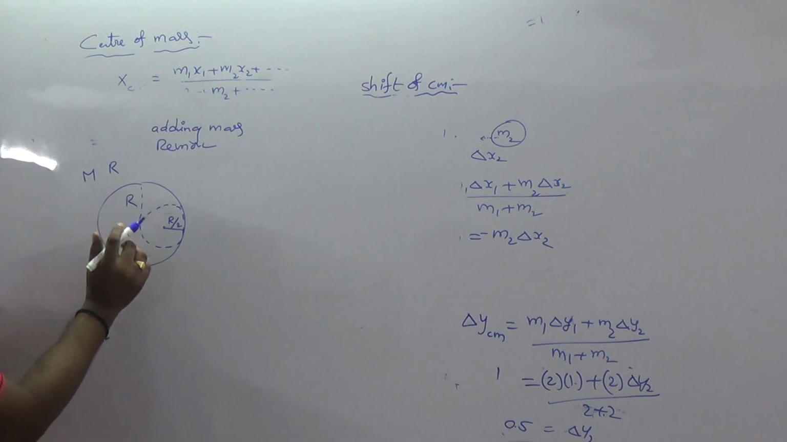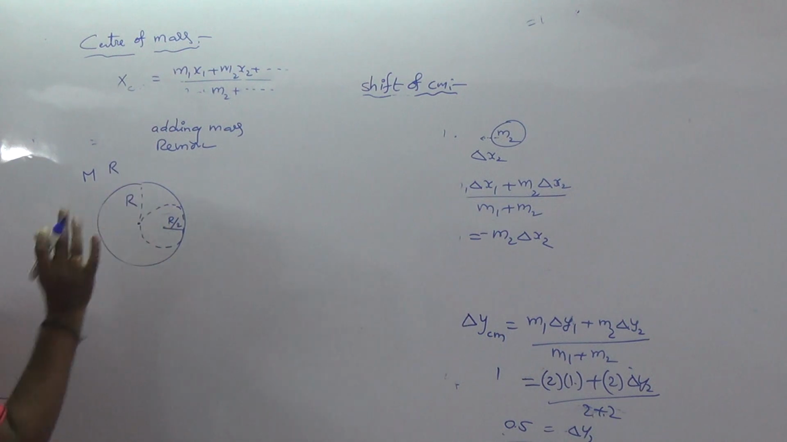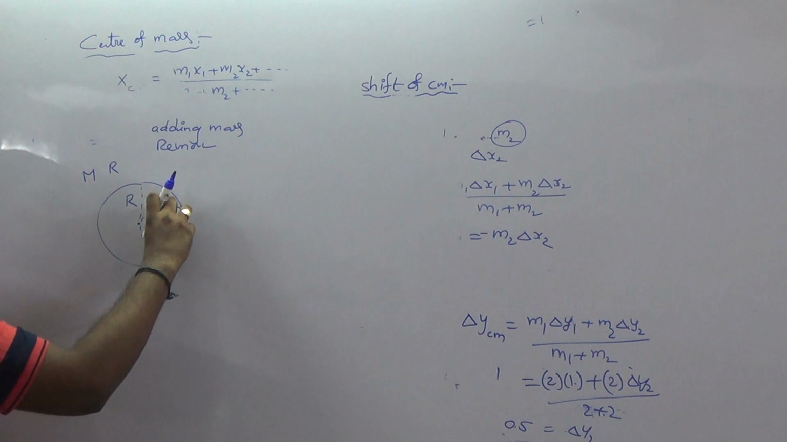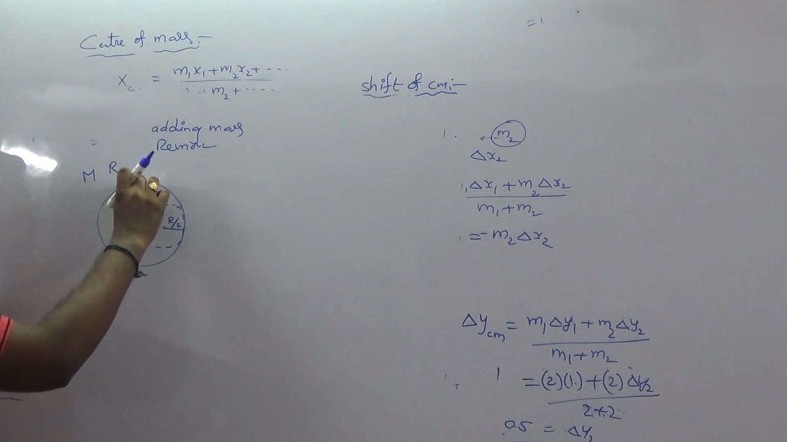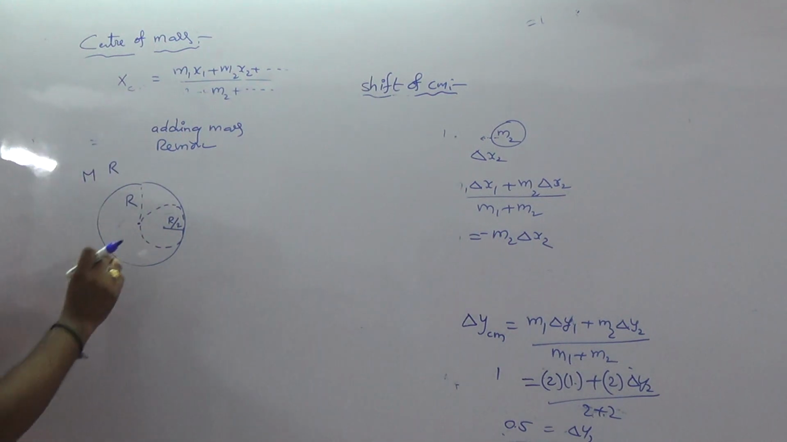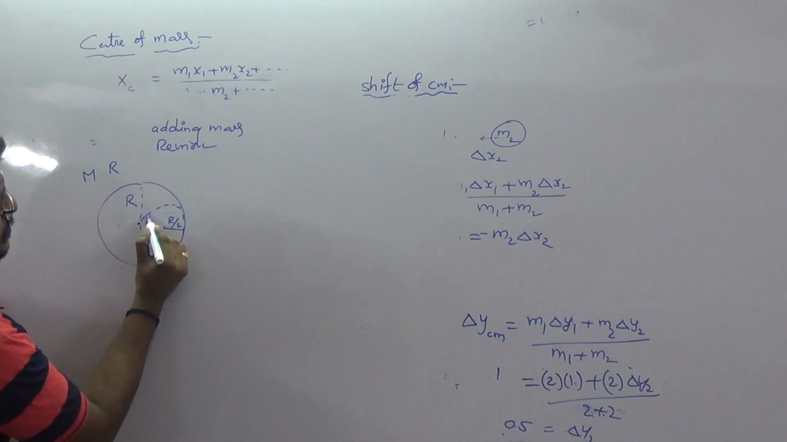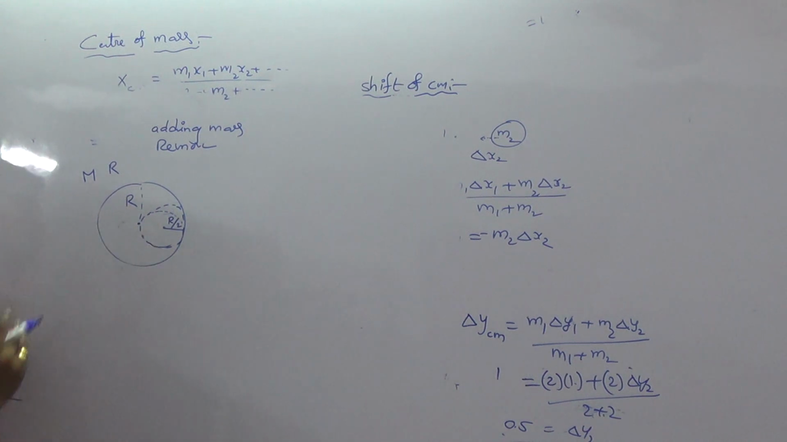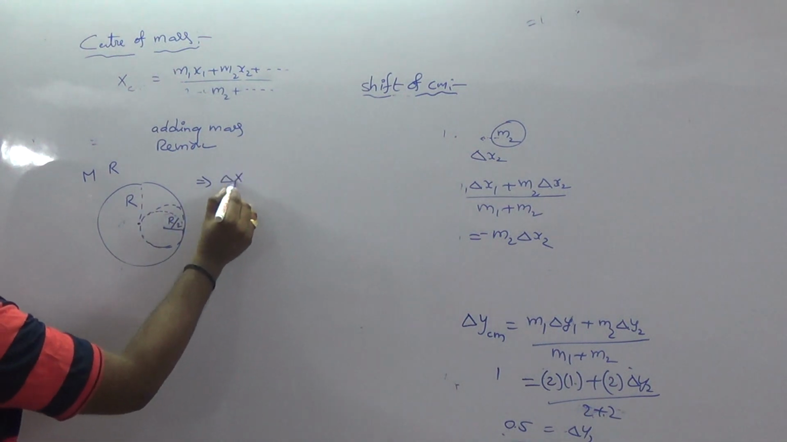Then automatically the center of mass is shifted to this side, because the center of mass always lies towards the heavier mass. When removing some mass from this side, the center of mass shifts from the center to the other side. When you are removing some part of the disc at this side, the center of mass shifts to the opposite direction. Now the center of mass shifted by a small amount from here to here. What is the shift in center of mass?